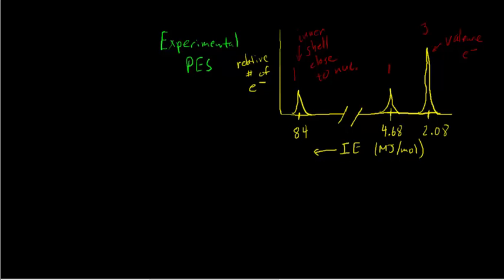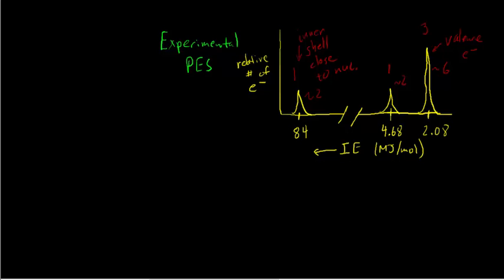We know that in neon there are a total of 10 electrons. If I just add up these peak heights, 1 plus 1 plus 3, then I don't get to 10, I only get to 5. So what I probably need to do is double these peak heights. So this peak probably corresponds to 2 electrons, this peak probably corresponds to 2 electrons, and this peak probably corresponds to 6 electrons, just based on the intensity of the signal.